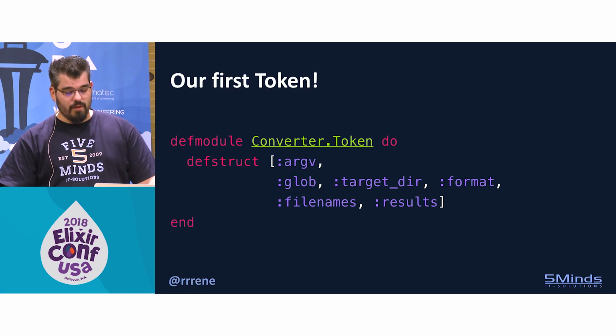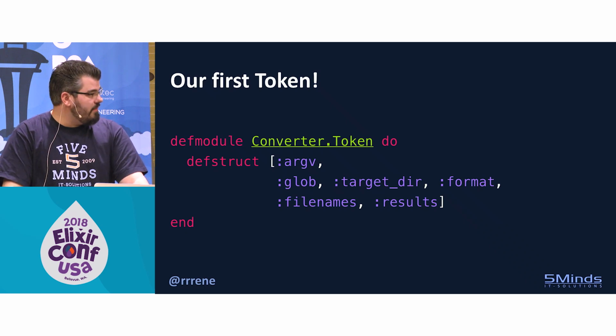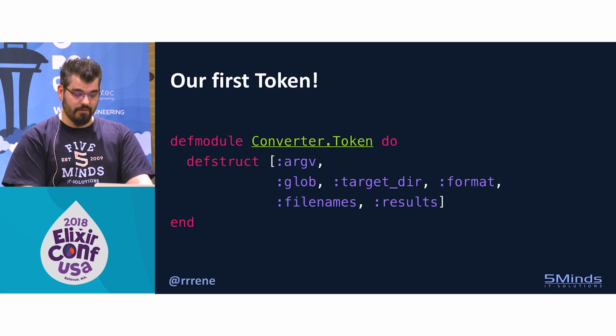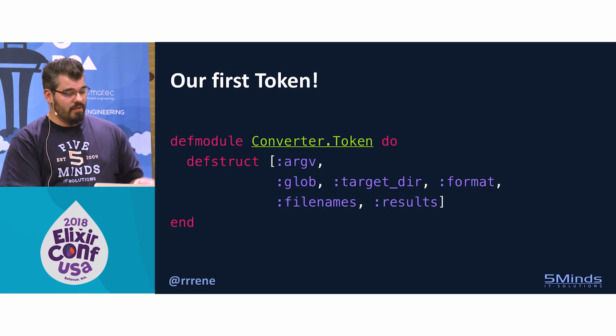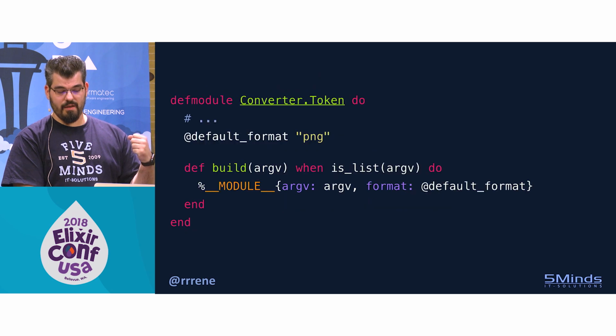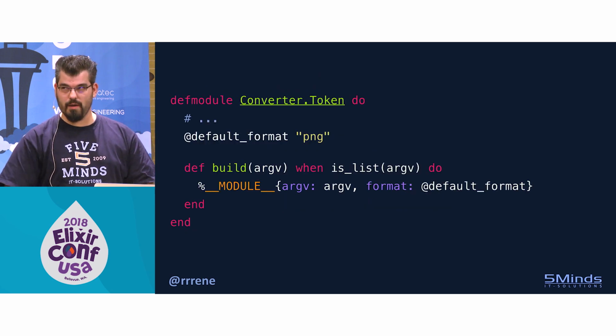The fields on this one are the arguments supplied via the command line, the file glob, target directory, and the image format, as well as the file names to convert and the map for the results. So this token will have all the information needed to fulfill our business case. This is Token API 101.